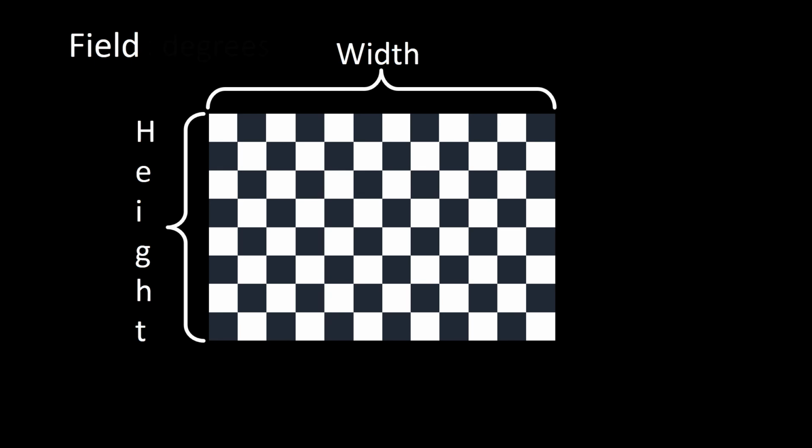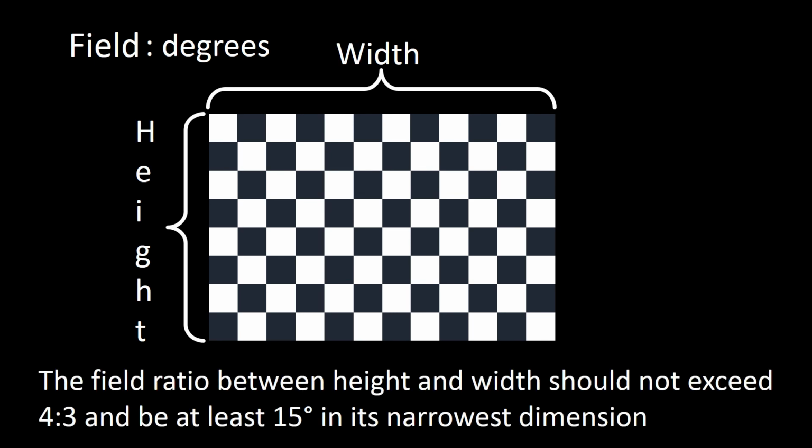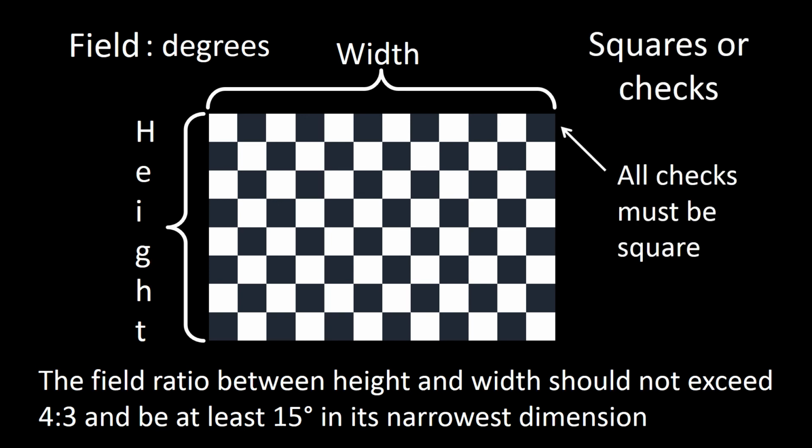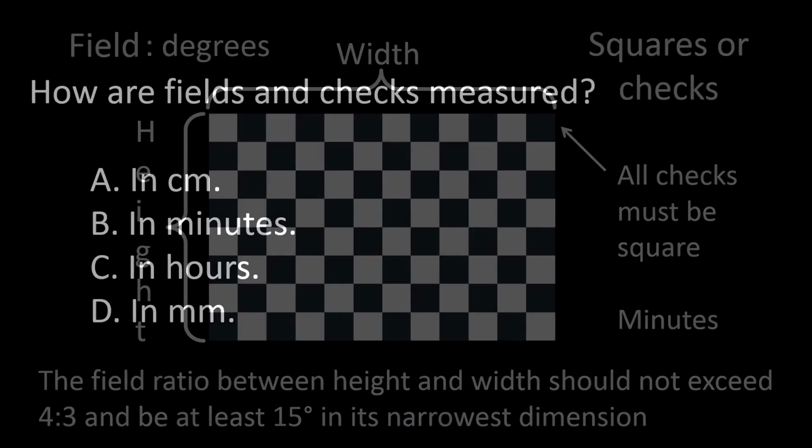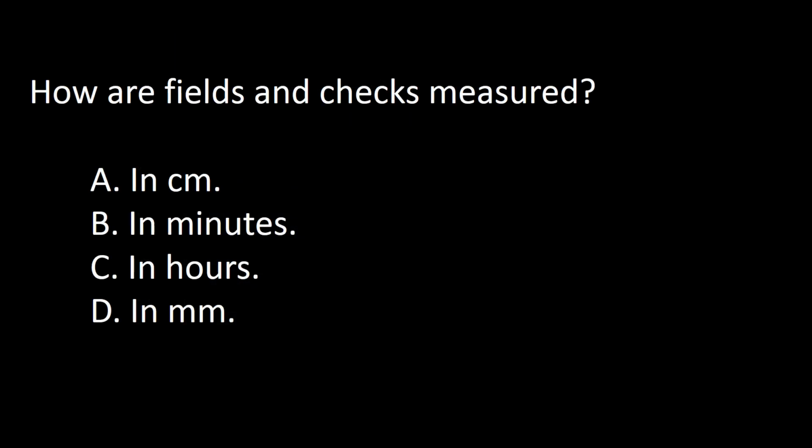Fields are measured in degrees, which can be converted to minutes. For most common testing, the ratio between height and width of the board should not exceed 4:3, and the dimensions should be at least 15 degrees in the narrowest side of the board. A square or check should obviously be a square. They usually are measured in minutes. So the answer to this question is B.